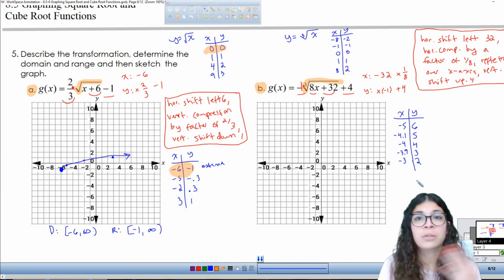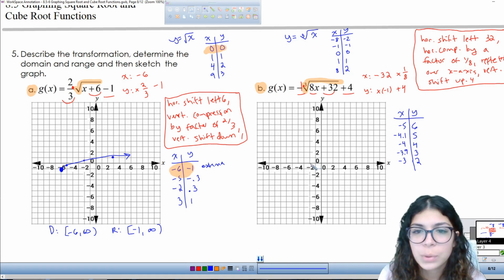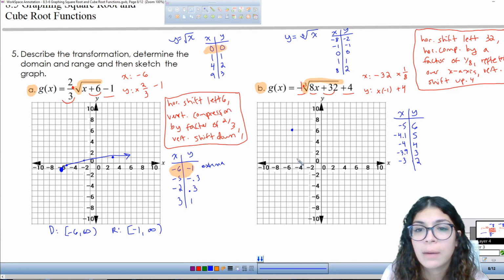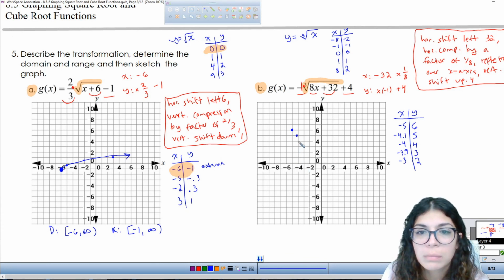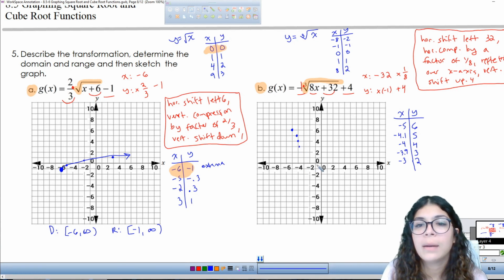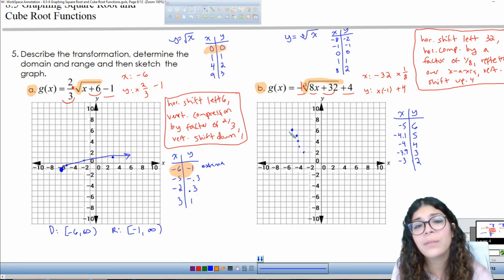Okay, so let's go ahead and graph these. -5 and 6. -4.1 and 5. So very, very close to -4. -4 and 4. -3.9 and 3. And -3 and 2. Okay, this is very, very close together.